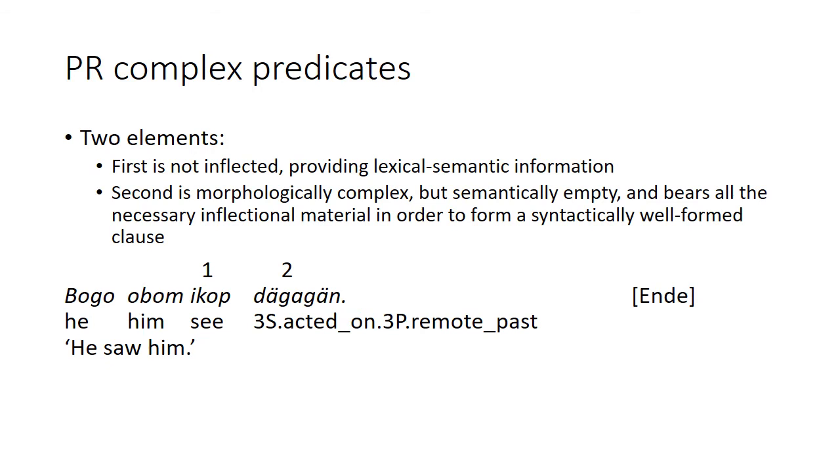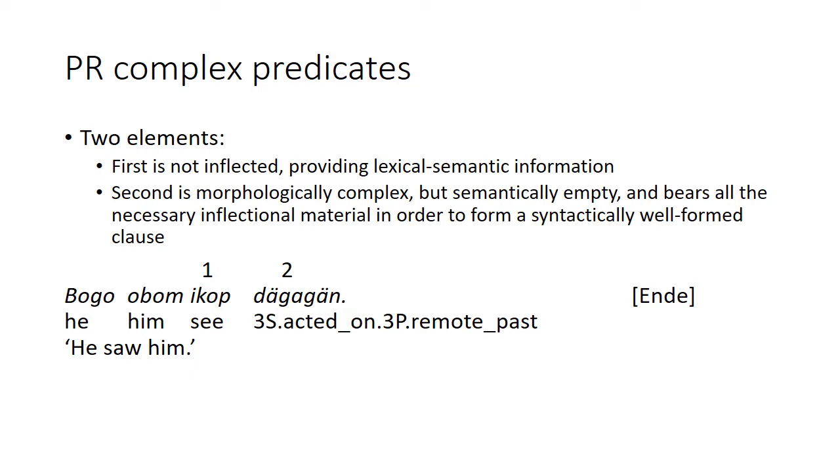As I said, Pahoturi River complex predicates always consist of two elements, which show the same division of labor. The first element occurs in a non-inflected form. This element provides the main lexical semantic information to the clause. The second element is always morphologically complex, but it is semantically empty. It serves as a vehicle for forming a grammatical clause.